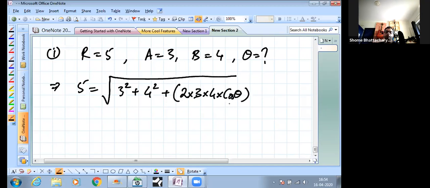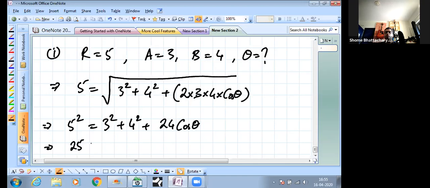What is cos theta? We can first find out cos theta from this, and then we can find out the value of theta itself. So what we do is we square both the sides. Squaring both the sides, we get 5 square is equal to 3 square plus 4 square plus 24 cos theta. Let me just check my calculation once, this is correct. 3 into 2 into 4 will give you 24. Alright. So next, 25 is equal to 25 plus 24 cos theta.